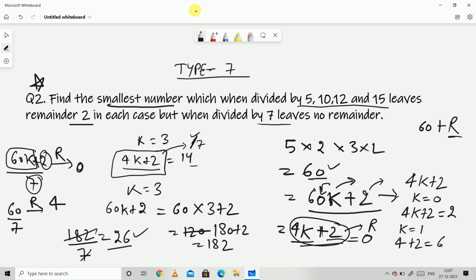So I think it must be clear to you. First you need to find the LCM of the numbers. Then you need to find the form of the number which will be divisible by these numbers, leaving remainder 2.